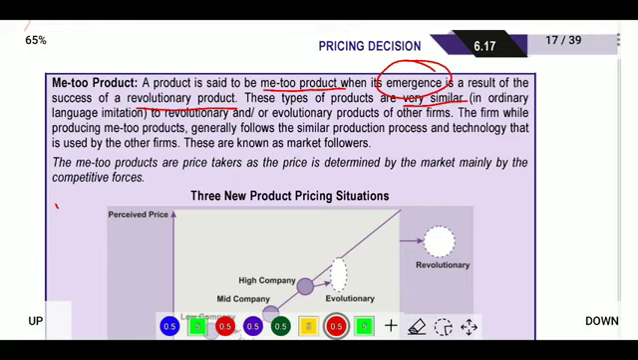The firms that produce Me Too products generally follow the similar production process and technology used by the other firms. So we copy and paste the other firm's technologies, methods and processes. Here the market followers are known, and we already know the product. For example, we have some Chinese phones and some Indian phones, and they will copy the Chinese phone and reduce the cost. We see the same features, but the cost is less, so we go for the lower cost. So here the price taker's price is determined by the market, mainly by the competitive forces.